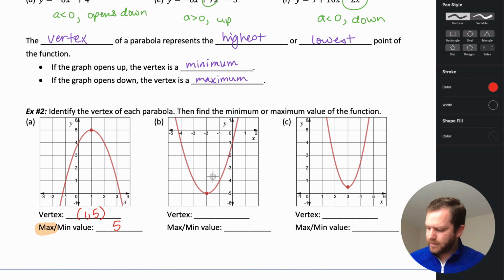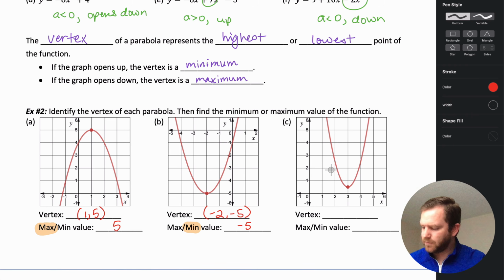Okay, so in this one, it opens up, which means our vertex is going to have a minimum. Where does our vertex occur? You can see the x-coordinate here is at -2, and the y-coordinate is here at -5. So which of these did we say represented the value? Well, the value was the y-coordinate, so the minimum value is going to be -5 here.